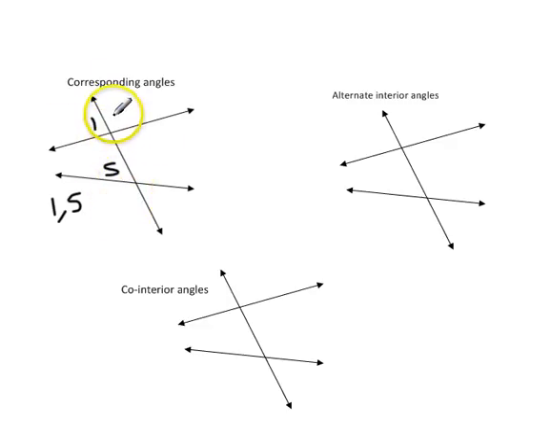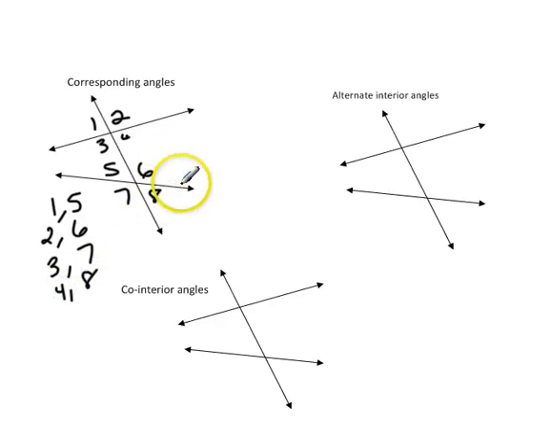So angle 1 and 5 are corresponding angles because they're both above their line and to the left of the transversal. This angle, angle 2 over here, is above its line, but it's to the right of its transversal. It's in the same position as angle 6. So those two angles are corresponding angles, 2 and 6. Angle 3 here is below its line and to the left of the transversal. So we want the angle that's below this line and to the left of this transversal. That's angle 7. So 3 and 7 are corresponding angles.